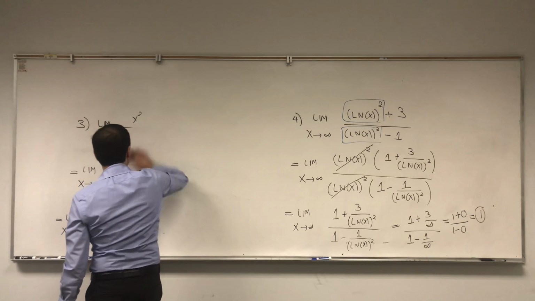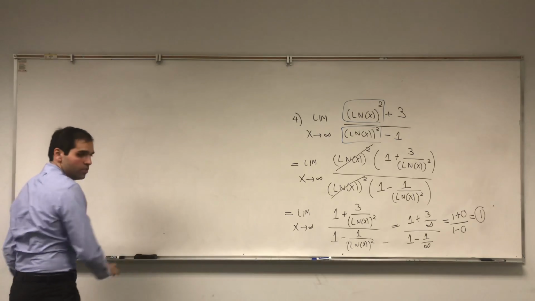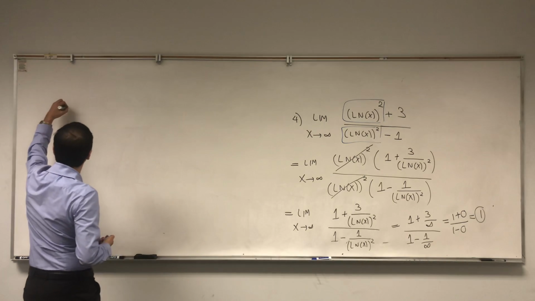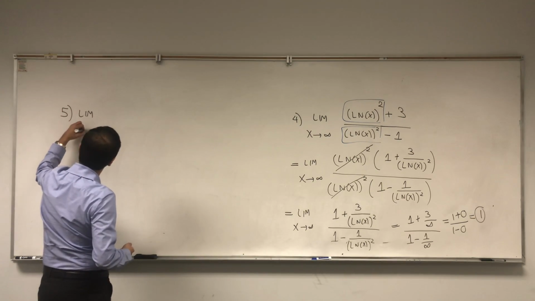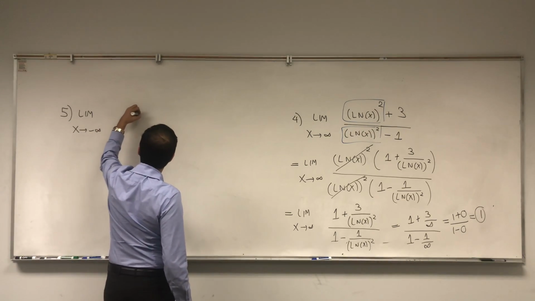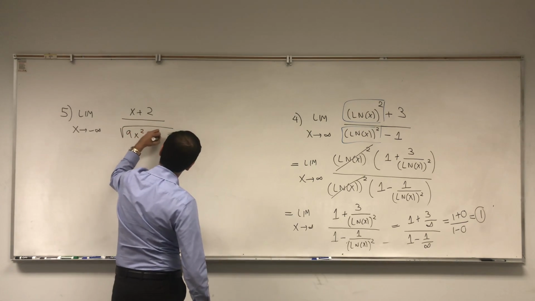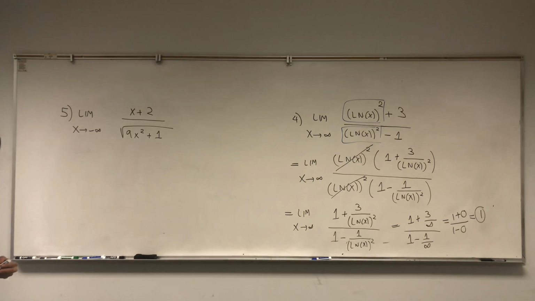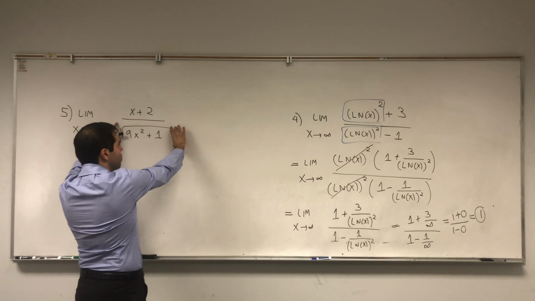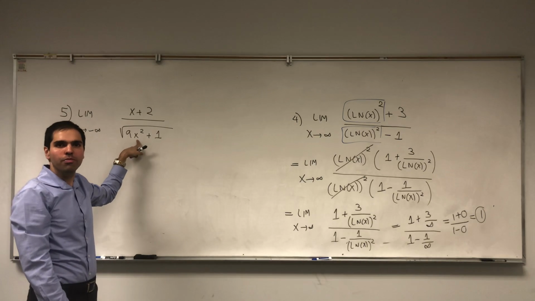Okay, now moving on, what happens when you have a square root? There's a bunch of interesting things that happen. So, for instance, let's do the following. Limit as x goes to minus infinity of x plus 2 over square root of 9x squared plus 1. Okay, if you see just a square root and not square root of something plus something, the technique is just to factor out the highest power from the square root.